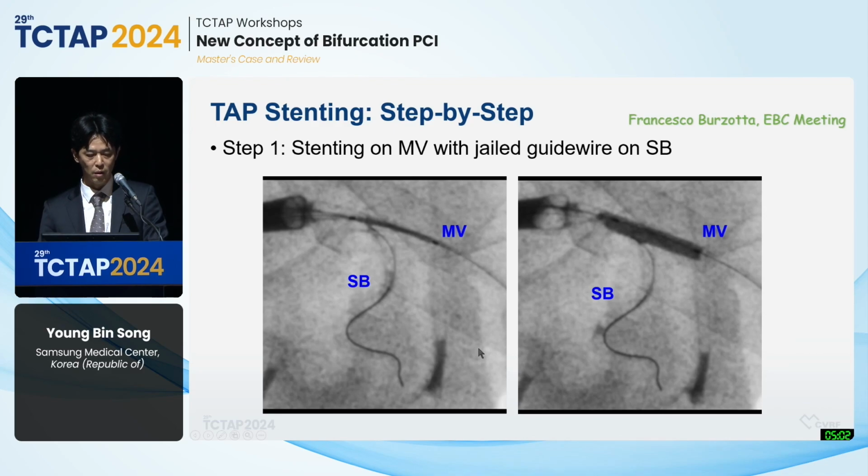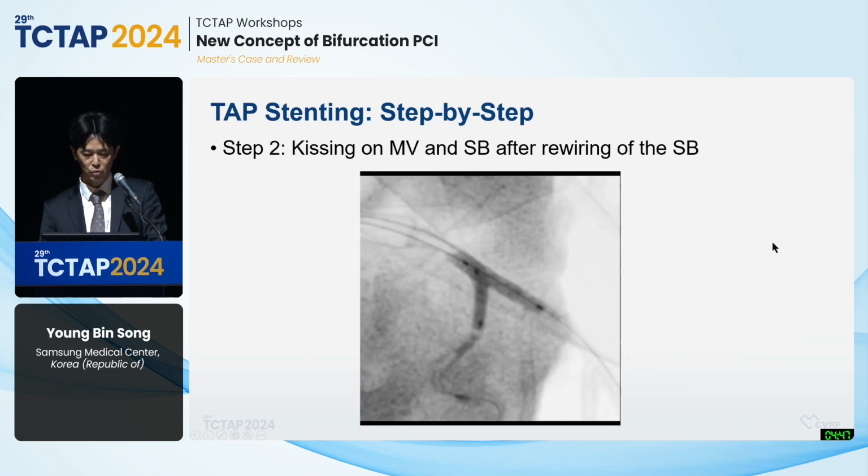I will show the TAP stenting technique step by step. In step one, both branches are wired, and then stent main vessel with a jailed guide wire on side branch. And step two, the side branch was rewired, and then kissing balloon inflation was performed.